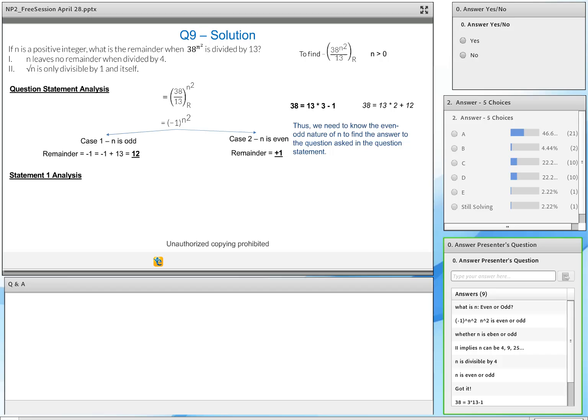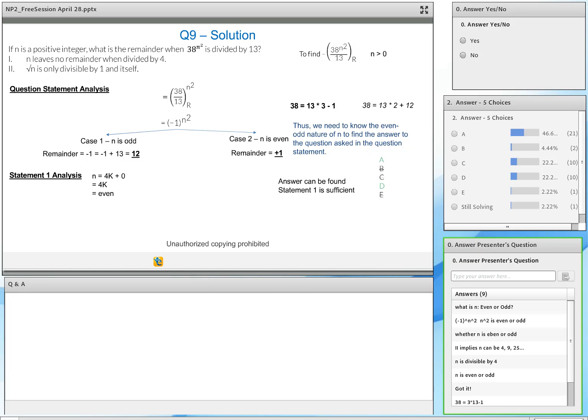So now I'm going to process statement number 1. N leaves no remainder when divided by 4. What does that mean? That directly means that n is an even number. So statement 1 gives me the answer that n is even. Now the potential correct answer choices could be A or D.